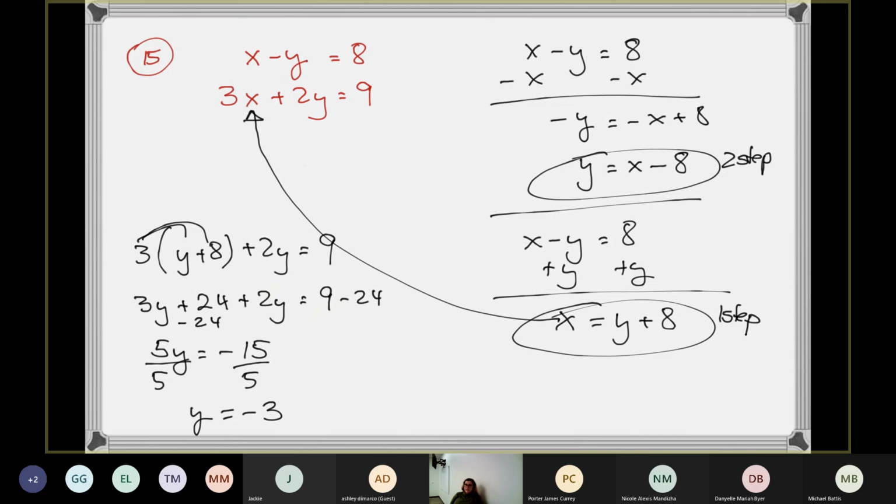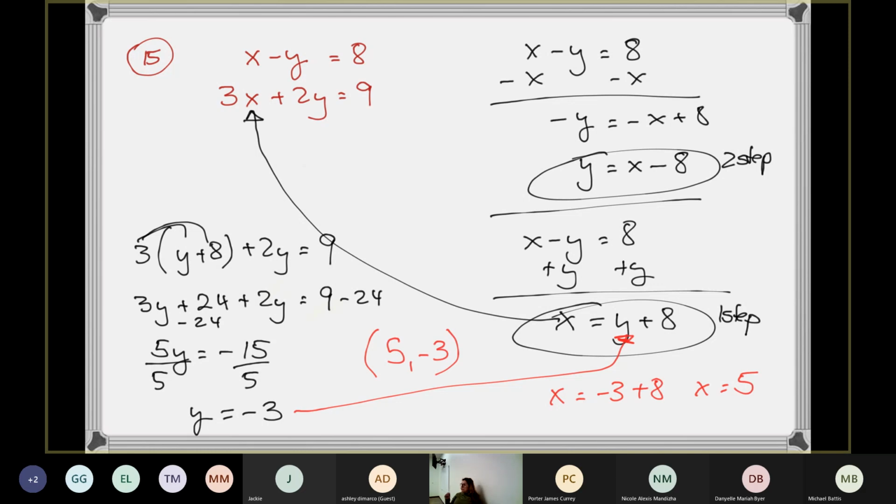y equals negative 3. What do we do with this information? Now we're going to plug this in into the one we rearranged and get x. x equals negative 3 plus 8. x is equal to 5. So our ordered pair is 5 comma negative 3.